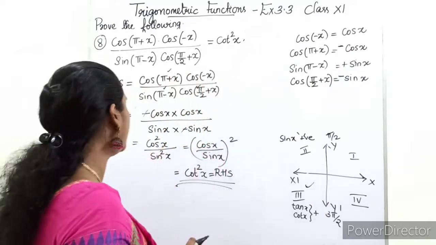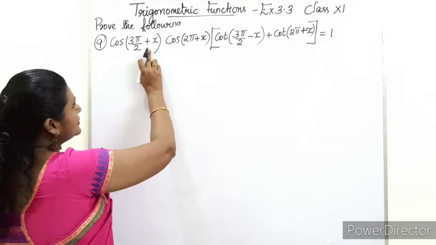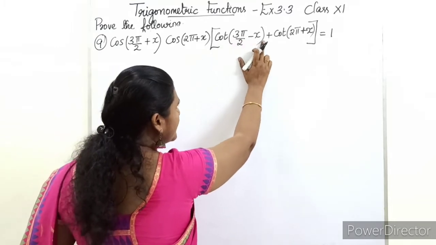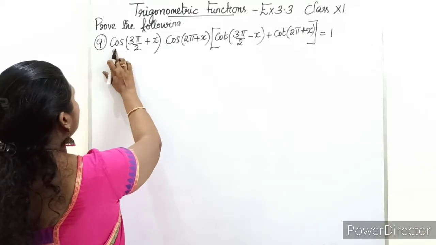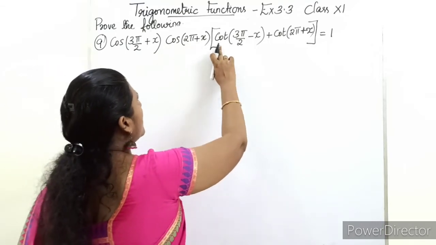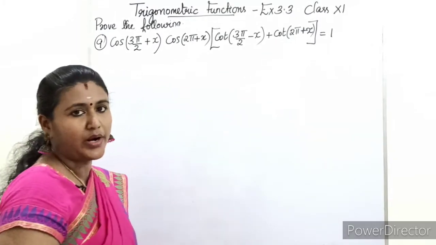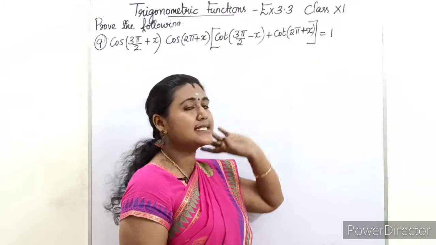Okay, now the next question, question number 9. Cos 3 pi by 2 plus x into cos 2 pi plus x into cot 3 pi by 2 minus x plus cot 2 pi plus x. This expression is equal to 1. So you have to simplify the left side and you should get the answer as 1.